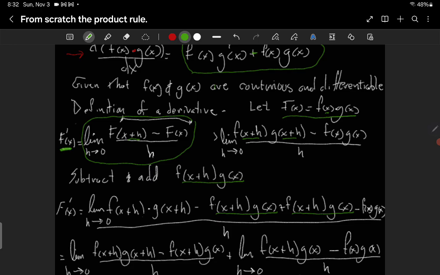Okay. Now I have a trick. We're going to subtract and add this term, this guy right here. Now if I add it and I subtract it, that's another way of saying 0, isn't it? If I would take this and then subtract the same term, f of x plus h, times g of x, you can see that's a fancy way of just saying 0, right? 0.